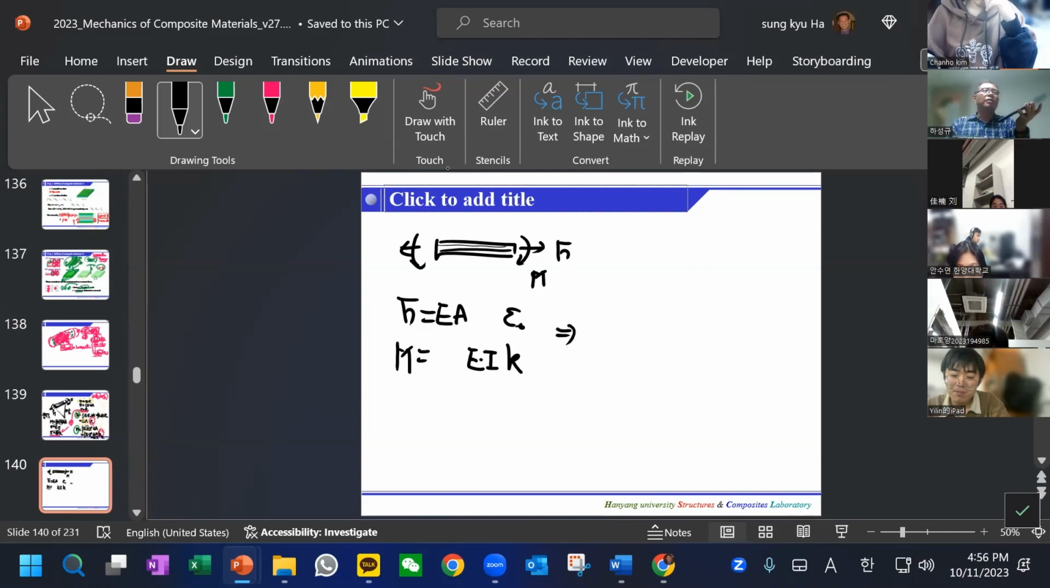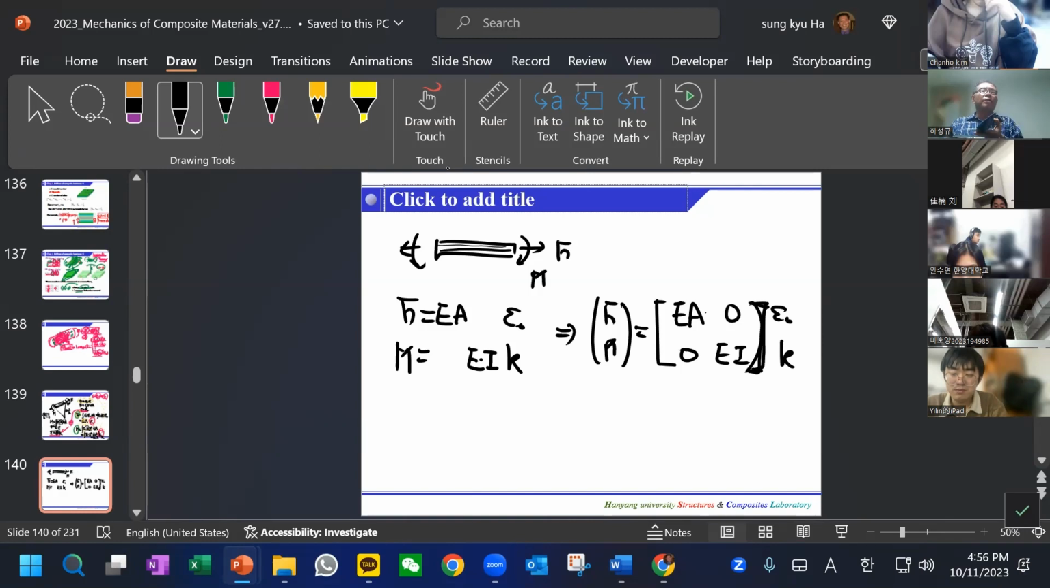And now this can be in a matrix form, F and M times EA and EI, with epsilon 0 and curvature. Okay, and please pay attention to the meaning of this one. This is the stiffness E of each ply and each thickness, and this is each stiffness and the locations.